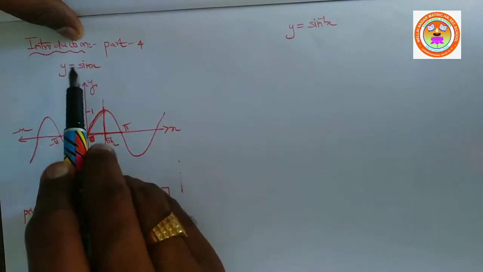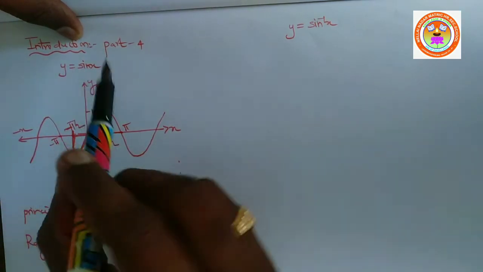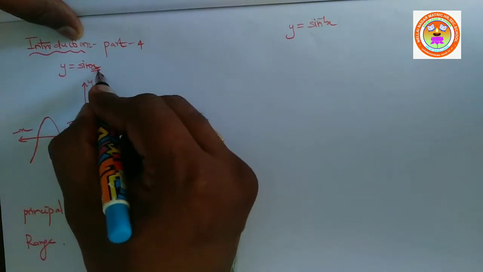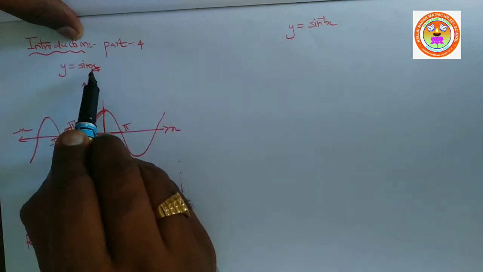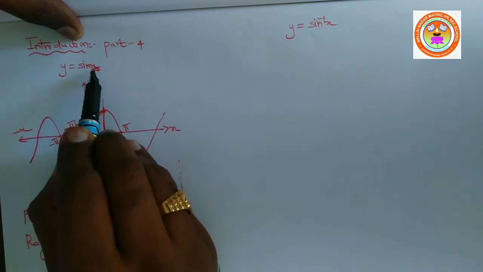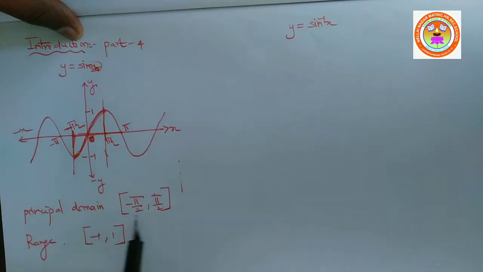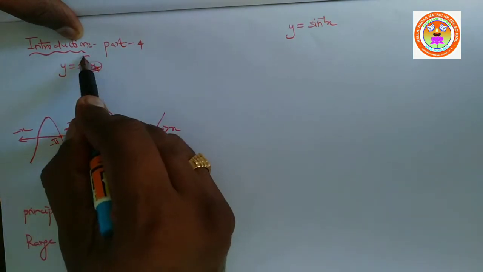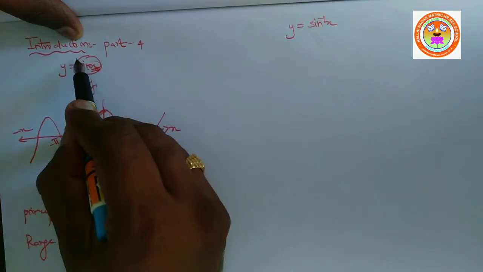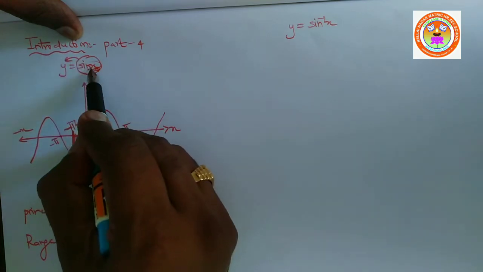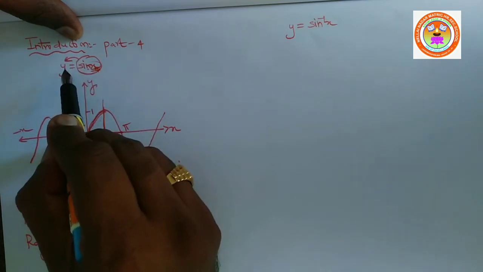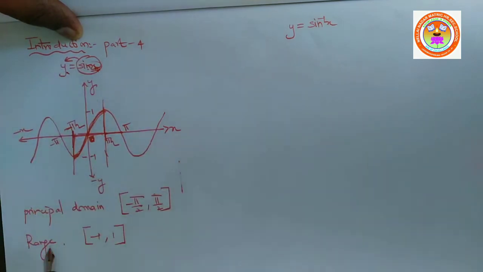So listen carefully. Sine is followed by an angle. What is x? X is the domain, so the domain is in angle. Sin x is the range. What is sin x? Sin x is equal to y, a value. The range is minus 1 comma 1.